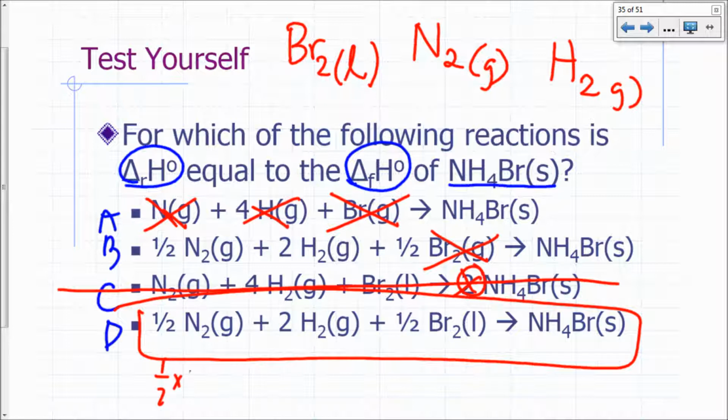1/2 times 2, that's a mole of N2. You have 1 N2 on the right side. 2 times 2, that's 4 moles of H. You have 1 mole of N on the left, 1 mole of N on the right. 4 moles of H on the left, 4 moles of H on the right. 1/2 times 2, that's 1 mole of bromine on the left, 1 mole of bromine on the right. So your equation is balanced. So the delta H for reaction D is what we would call the standard enthalpy of formation of NH4Br solid.